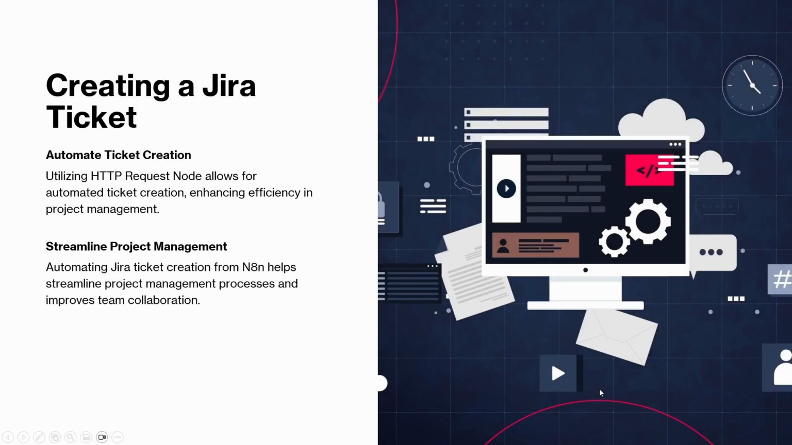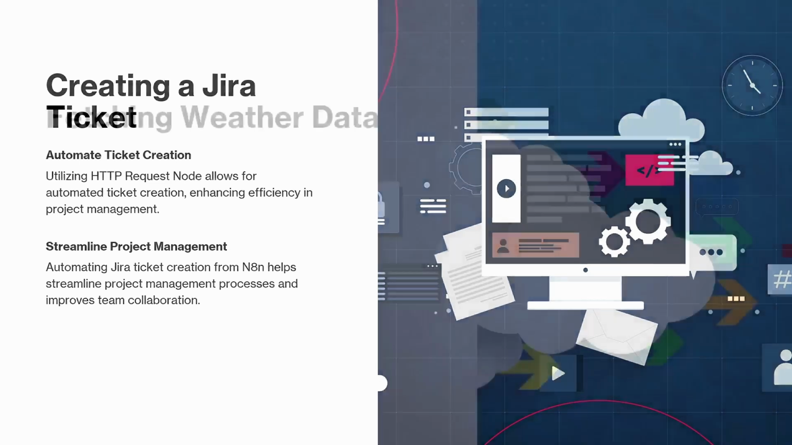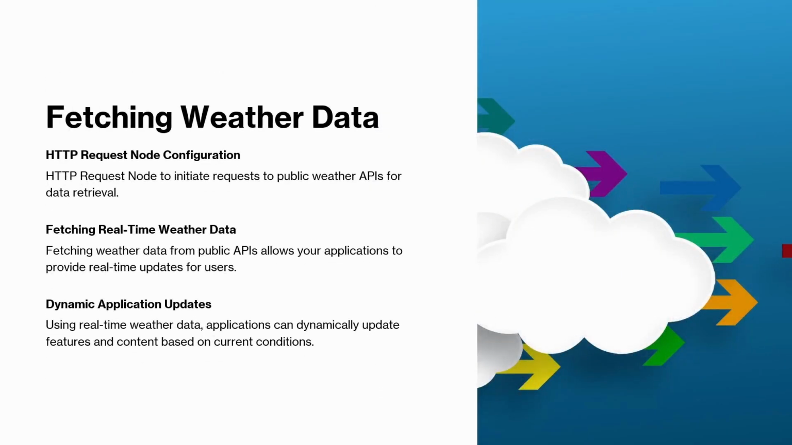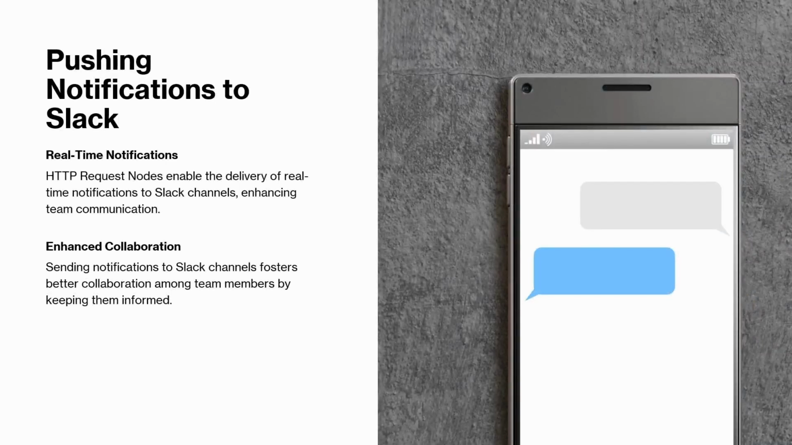Now let's take some real-world HTTP request examples, because we saw the webhook examples, but now let's look at the HTTP request examples. Using HTTP requests, you can also do a wide variety of tasks. For example, you can create Jira tickets. You can automate Jira ticket creation from n8n, which can help streamline your project management processes and improve team collaboration. Like that, you can fetch weather data, right? Fetching weather data from a public API allows your applications to provide real-time updates for users. Using real-time weather data, applications can dynamically update features and content based on current conditions, and the HTTP request node helps you to do that. There are a myriad of examples.